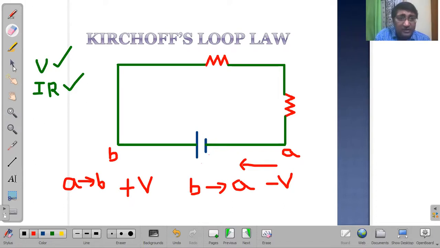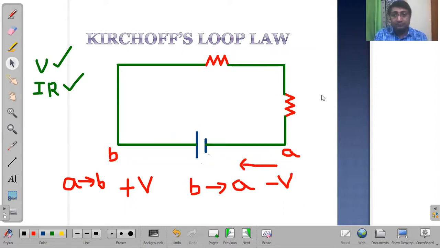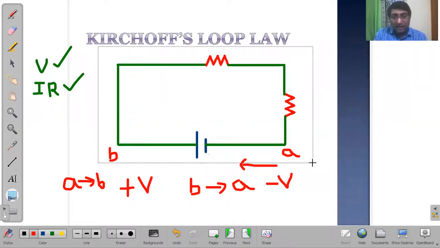Now let's see what happens when you have a resistor. So just like the resistors that you have here, let's try to address that part. I'll carry this image to a fresh page and I'll do that over there.